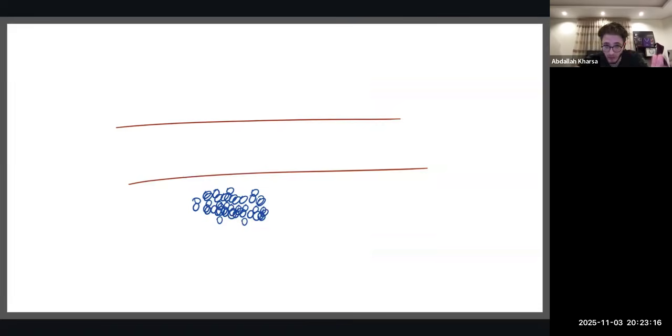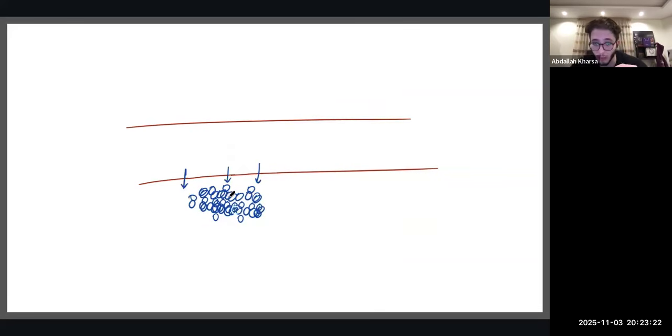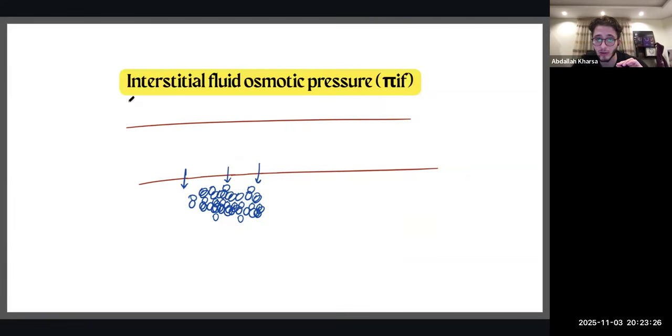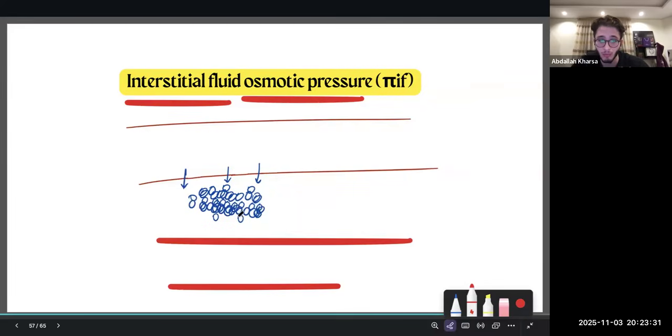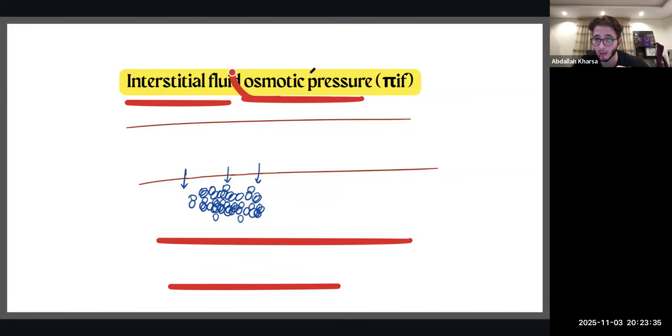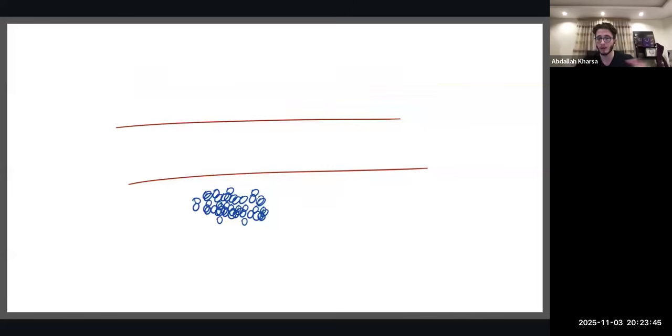Lastly, if you have proteins outside, they're going to suck the fluid out, because the proteins attract the fluid. And this last one is called interstitial fluid osmotic pressure. Because you have proteins in the interstitial space, they're exerting an osmotic pressure. So this is called the interstitial fluid osmotic pressure, or the pi interstitial fluid, or the protein interstitial fluid. Is this clear? Are these four clear?